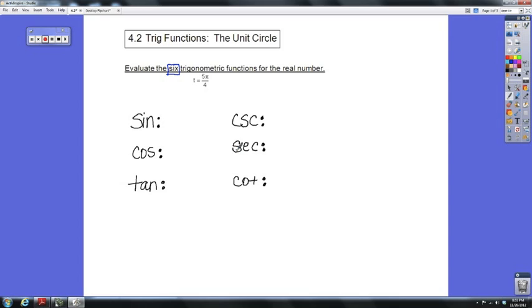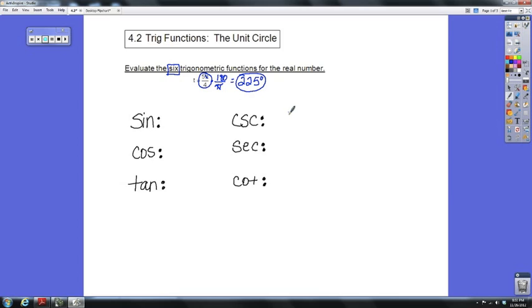Now, the first thing that we might want to do is convert this to degrees. It's not necessary, but some of you are going to be a little more comfortable working with degrees than radians. So let's go ahead and convert just to see what this is in degrees. If we multiply this by 180 over pi, then we can convert to degrees. So cancel out the pi's, multiply 5/4 times 180, and that turns into 225 degrees. So 5/4 pi and 225 degrees represent the same angle on the unit circle.